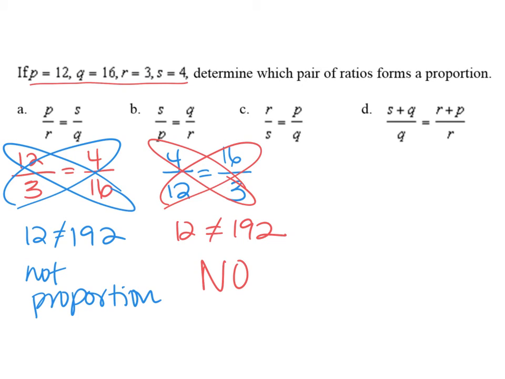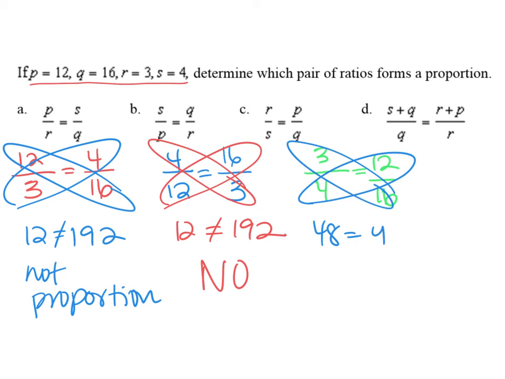Okay, let's look at C. Now it's looking at R over S, and does that equal P over Q? So R is 3, S is 4, P is 12, and Q is 16. All right, this one, at least at first glance, looks like it's a maybe. 12 times 4 is 48. 16 times 3 is 48. Okay, so those are equal, so that would be a yes. Okay, so A is not a proportion, B is not a proportion, C is yes, a proportion. We're not going to worry about D for right now.